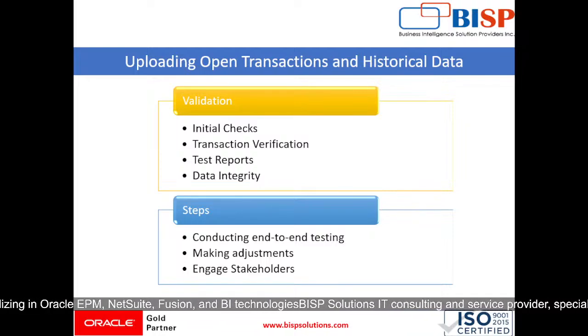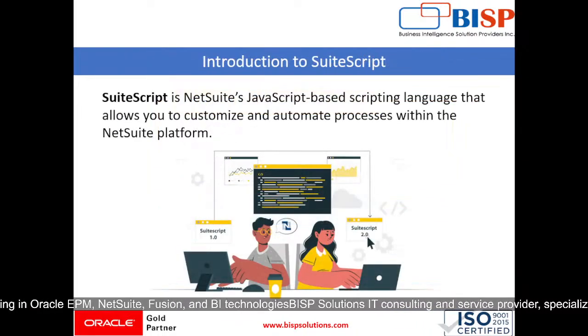Then comes making adjustments as necessary if discrepancies are found, and we will be engaging stakeholders, for example the finance team, to review the accuracy of financial data post migration. So by following these steps, we can ensure a successful data migration from QuickBooks to NetSuite, which ensures that both our master data and transaction data are accurately moved and validated for smooth transactions.